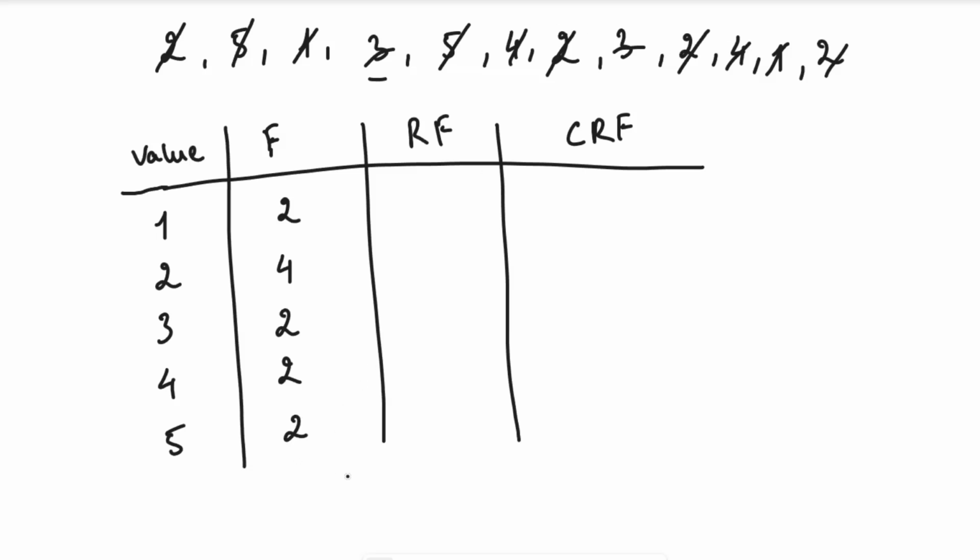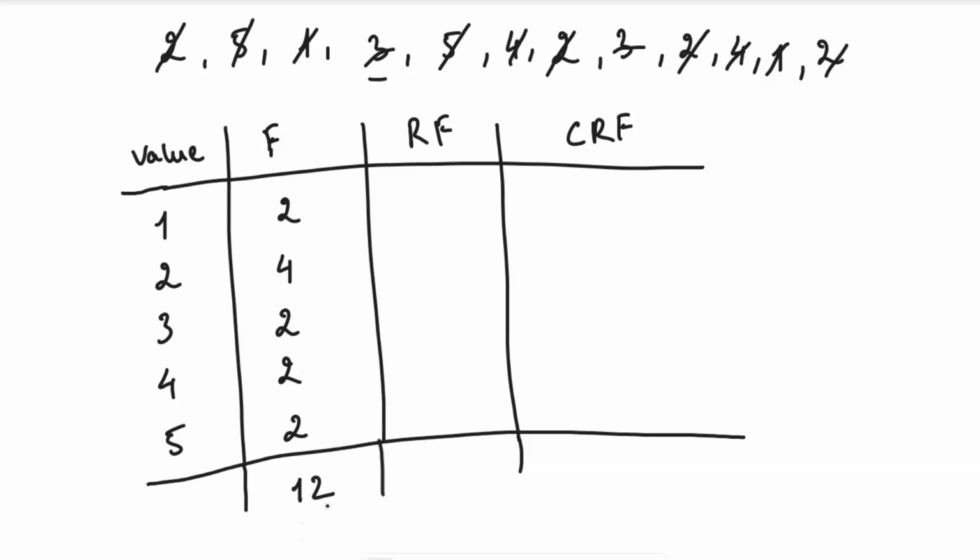All right. So the total number of data in the dataset is 2 plus 4 plus 2 plus 2 plus 2. It's gotta be 12, right? The total data in the dataset.